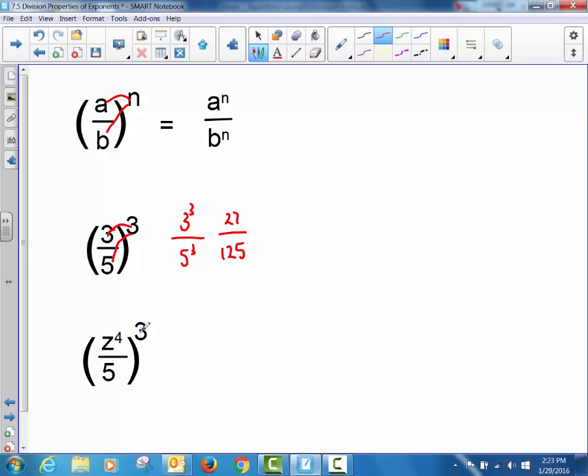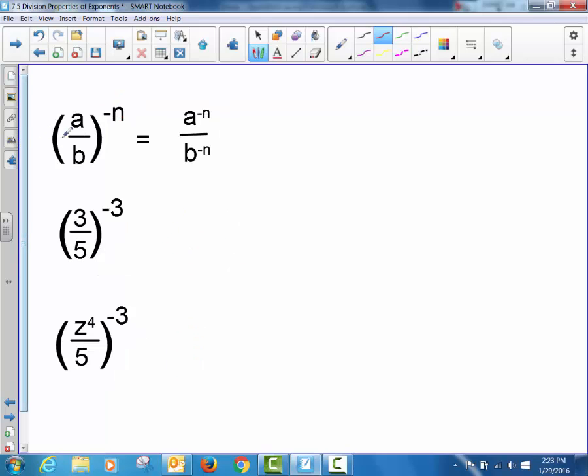Alright, so the 3 goes with the z4 and the 3 goes with the 5. So that gives us z to the 4 times 3, or 12, over 125. Alright, now, taking something that you just learned and applying it to this, you know that the negative n is going to go with the a and with the b, which means you're going to have a to the negative n over b to the negative n.